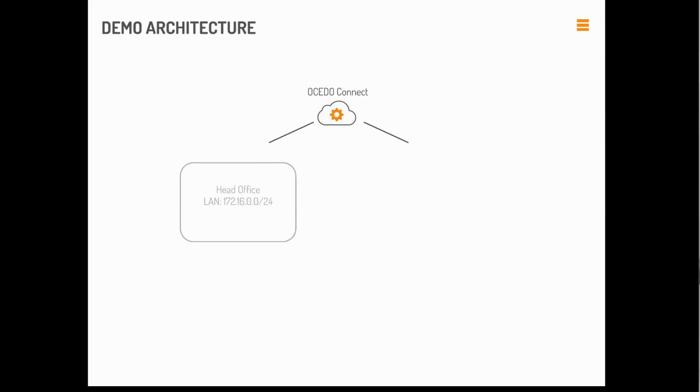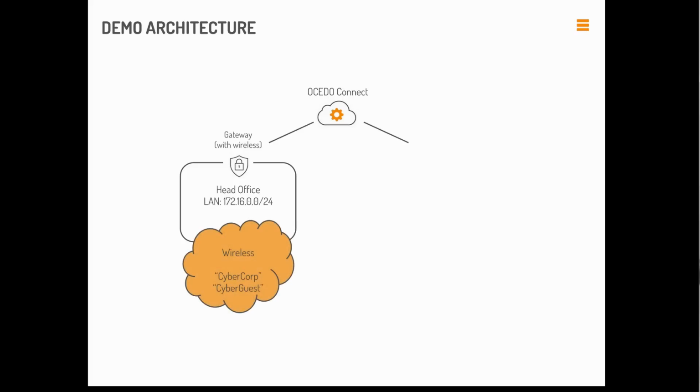From there, we'll bring online our head office using one of our gateways that has wireless built in. We're going to set up 2 wireless networks for our users, CyberCorp for our employees, and then CyberGuest for visitors. Once that's complete, we're going to go to our home office.